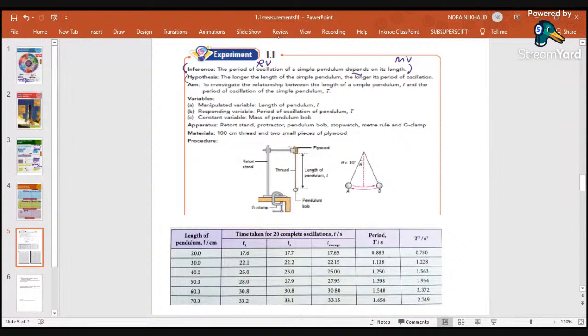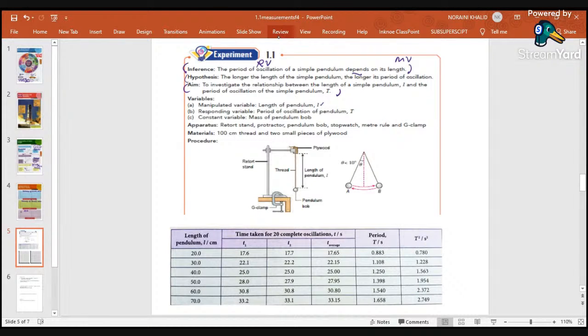Okay, for the manipulated variable, length of pendulum, you can define the symbol. Corresponding variable, period of oscillation, T. Constant variable, mass of pendulum bob. Apparatus: you have retort stand, protractor, stopwatch, G-clamp, 100 cm thread and 2 small pieces of wood.